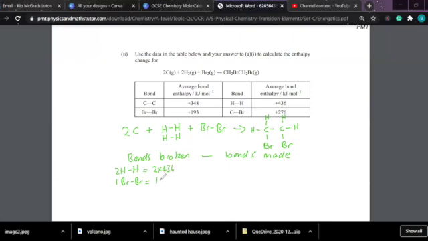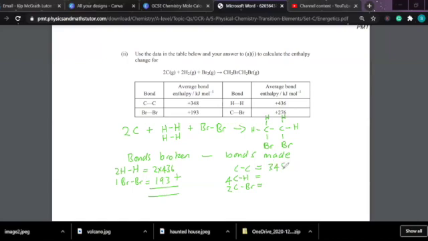And I'm putting the numbers in from the table. I'll add them up later. Then the bonds made. I'm making 1 carbon to carbon, I'm making 4 carbon to hydrogen, and then I'm making 2 carbon to bromines. Now let's get the numbers.